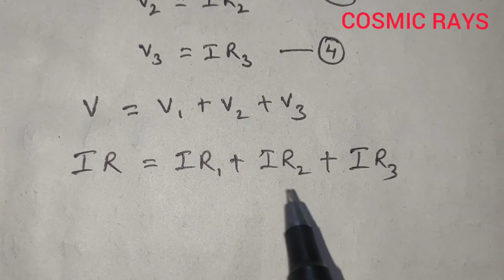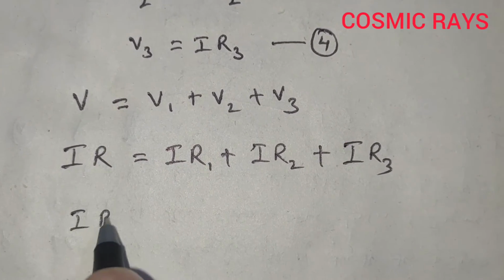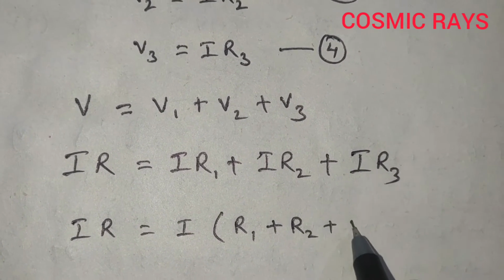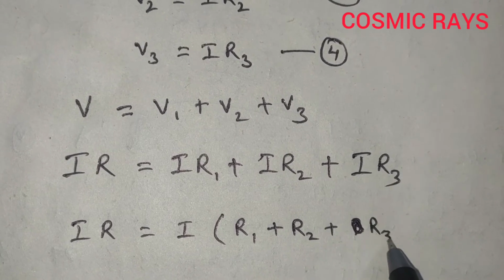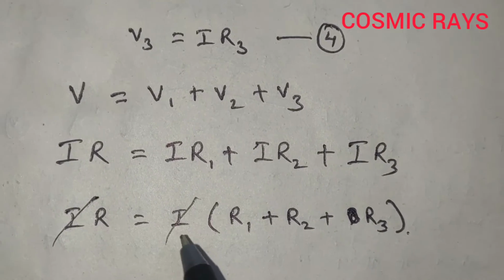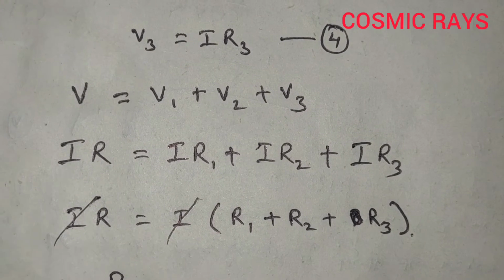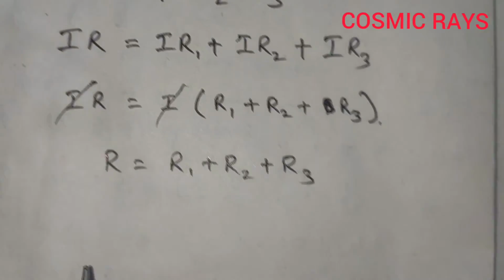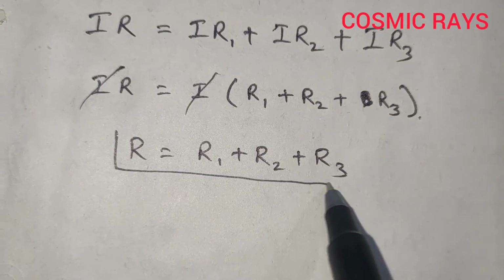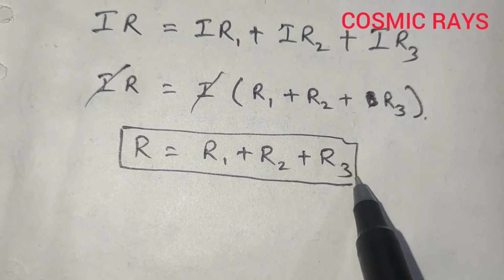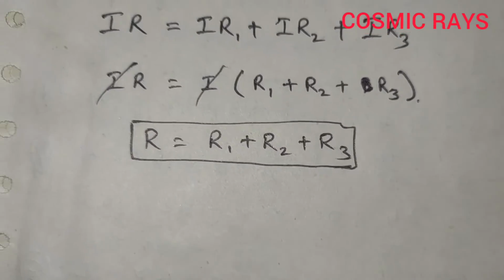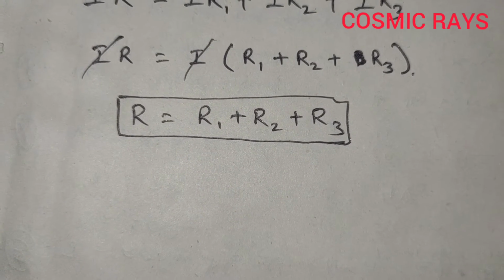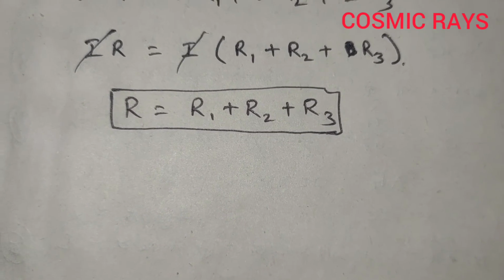So we find that I is common, so we can take I common from all three and we are left with R1 plus R2 plus R3. Now I and I cancel out and we have R is equal to R1 plus R2 plus R3. So we find that the overall resistance for a combination of various resistances in series will be nothing but their sum, and the overall resistance of the circuit will be more than the value of the individual resistances.